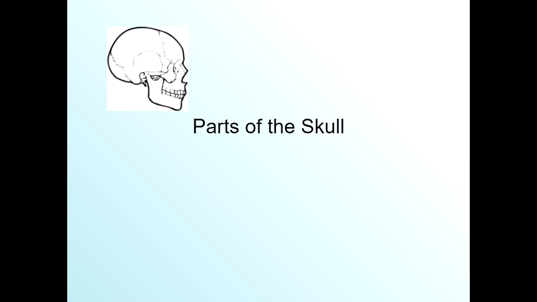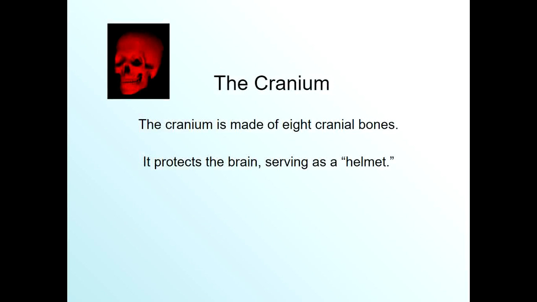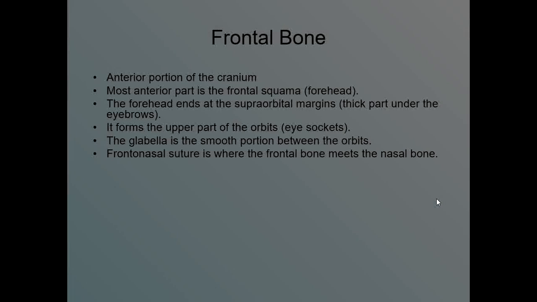Now, the parts of the skull. We're going to start off today and talk a little bit about the cranium. So the cranium is this top portion of the skull, and it's made of 8 cranial bones, and it really serves as a helmet. It protects our brain. I tell students, if you've ever seen the game Cranium, it's got the skull open and stuff coming out of the brain. That's because the cranium is open, and that's the name of that structure of the skull.